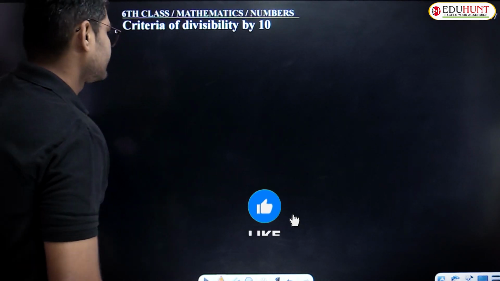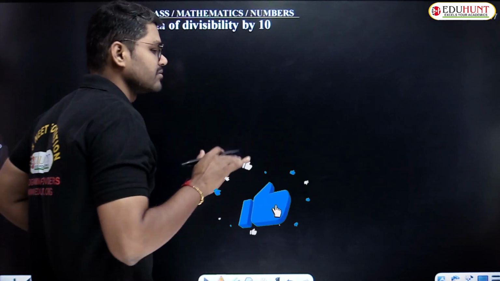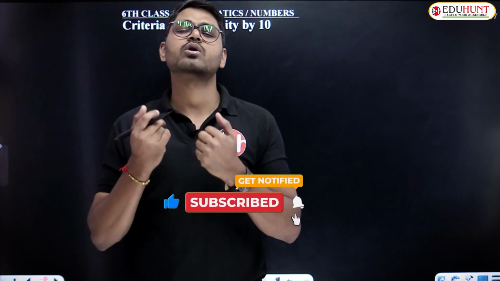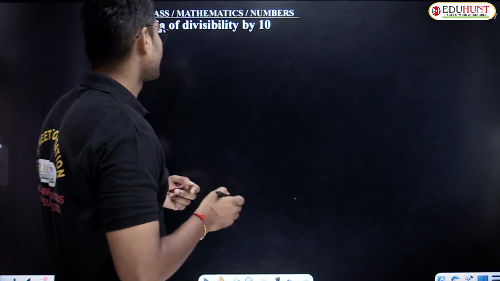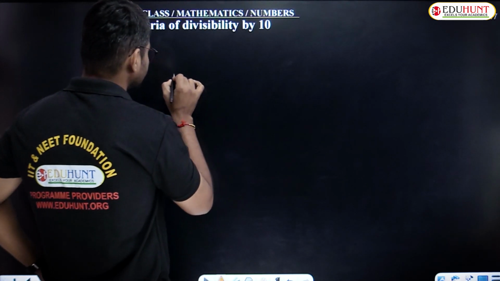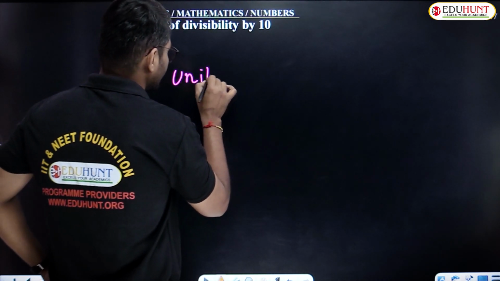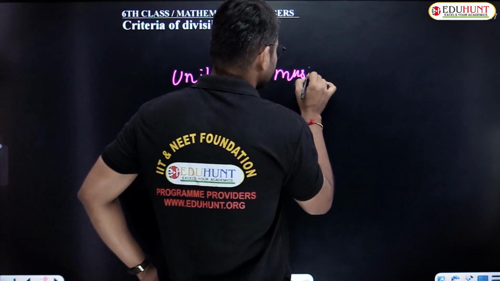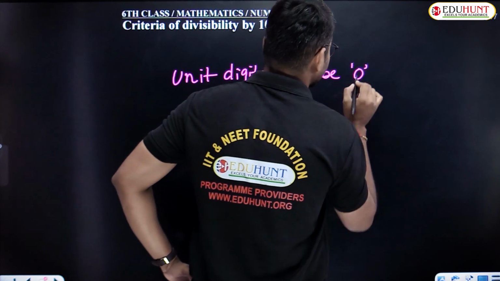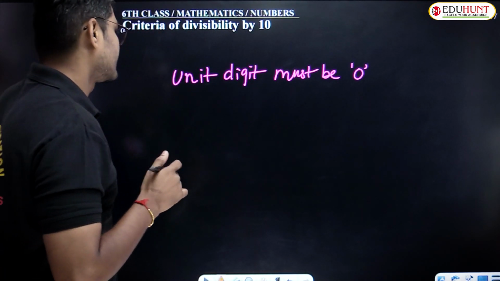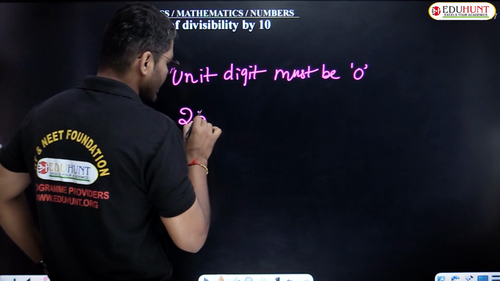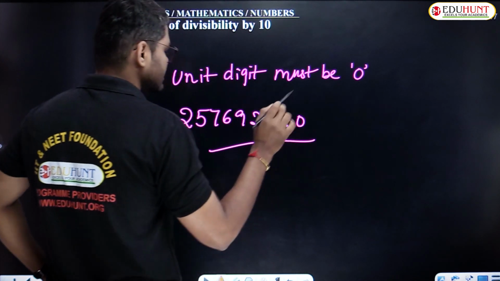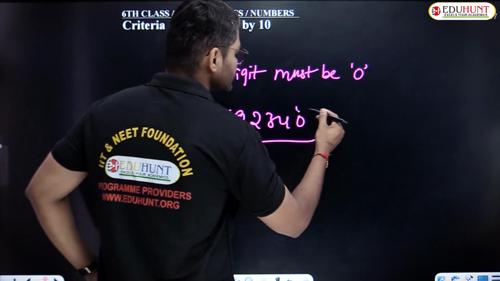Divisibility by 10. Divisibility by 10 is that if the last digit, that means the unit digit, is 0, then the whole number is divisible by 10. The unit digit must be 0. For example, 2, 5, 7, 6, 9, 2, 3, 4, 0. This number is divisible by 10 because 0 is there.